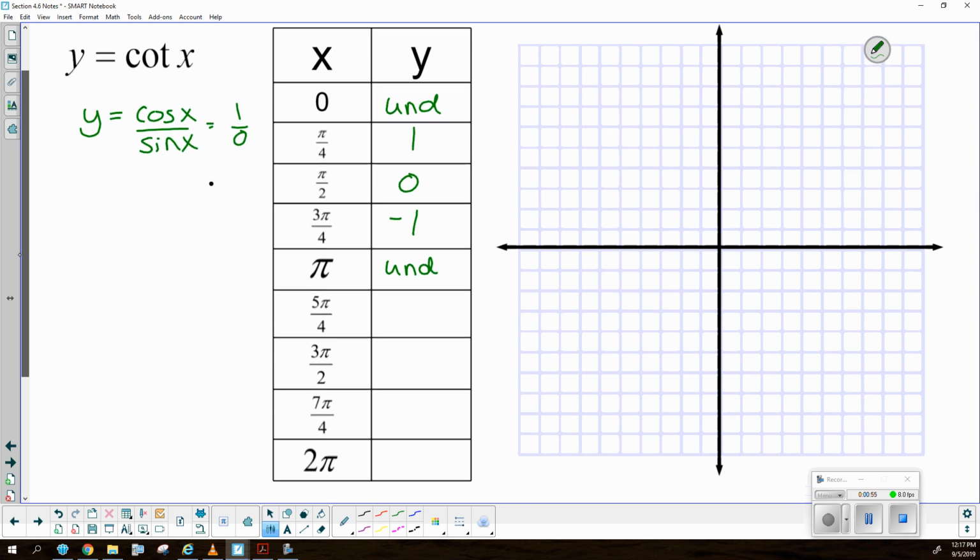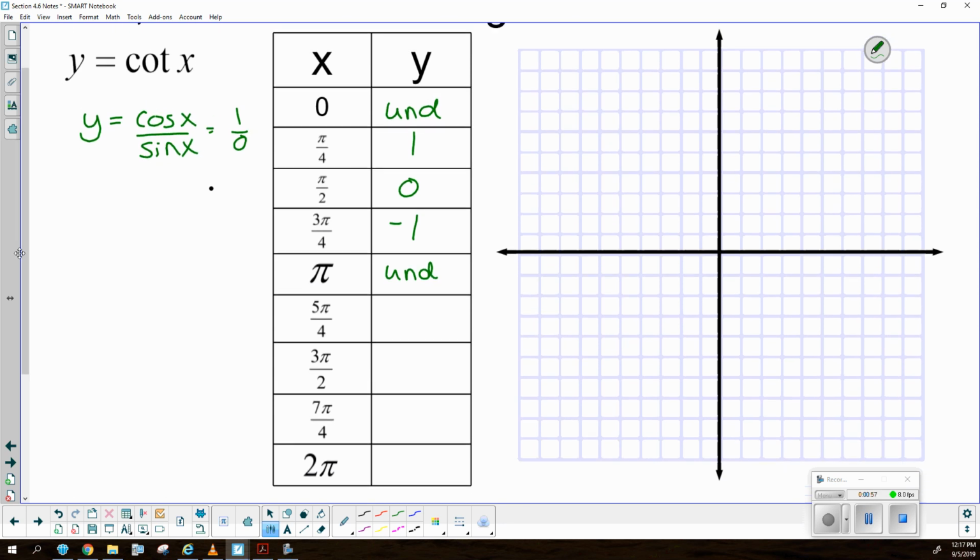Okay, 5 pi over 4, third quadrant, is going to be positive 1. 3 pi over 2 is 0. 7 pi over 4, fourth quadrant, is negative 1. 2 pi is undefined again.